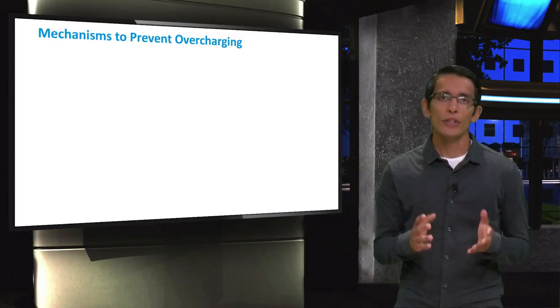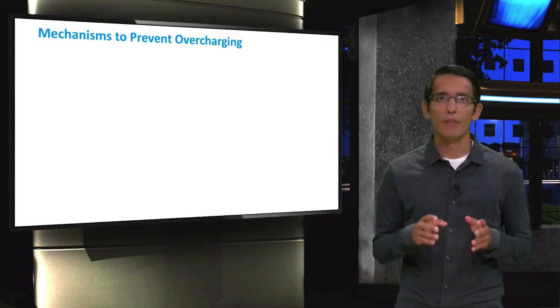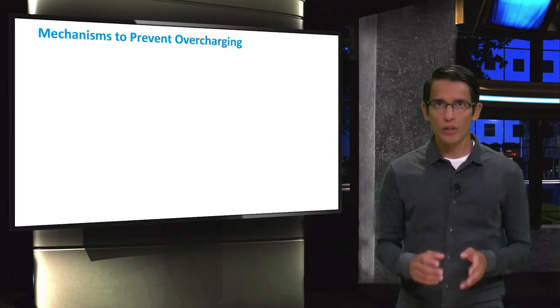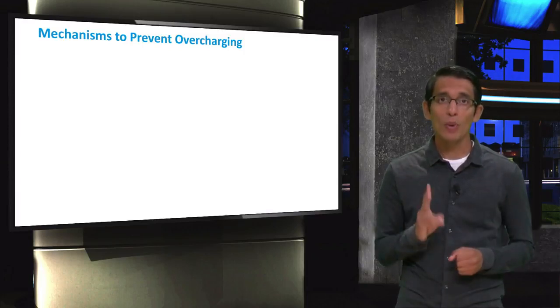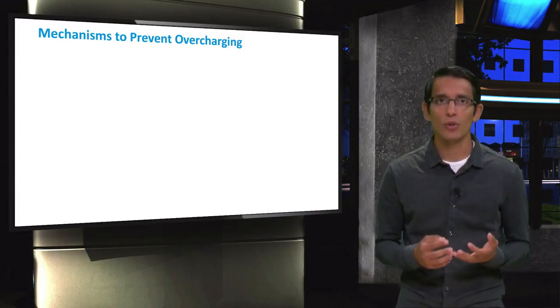Now that you know that a charge controller is meant to protect a battery in various ways, let's take a look at a few ways that this can be accomplished. You just saw that one of the main functions of the charge controller is to prevent overcharging of the batteries. There are two ways this can be achieved inside the charge controller.